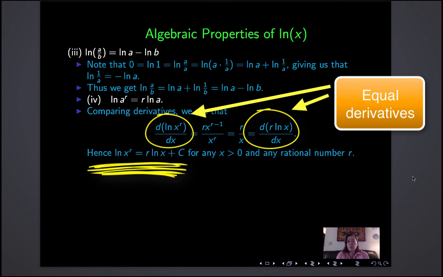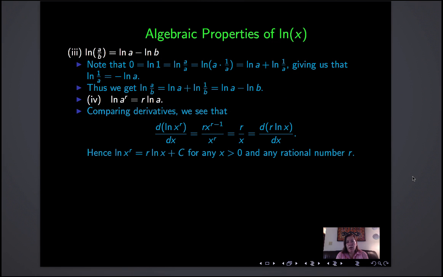So therefore, these two functions are related by a constant. We must have the natural log of x to the r is r times the natural log of x plus some constant. And once again, we can find the value of that constant. If we plug in x equals 1, we get the natural log of 1 is 0. Therefore, we get the natural log of x to the r is 0, and r times the natural log of x is 0, and we get c equals 0.